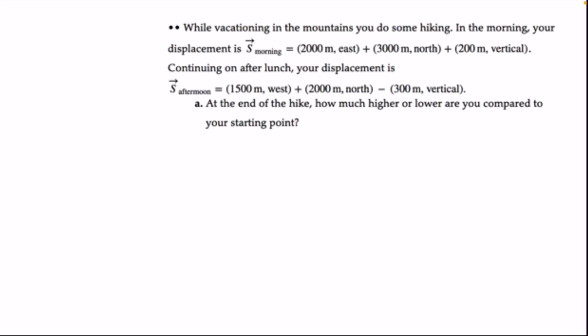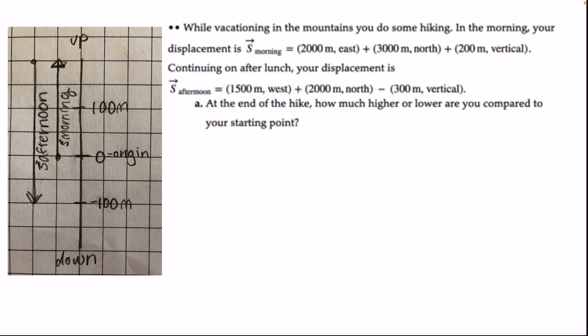So the first thing to take note of in this problem is that in order to solve it, it's going to be beneficial to define our coordinate system. Defining a coordinate system is arbitrary, but there are ways that you can do it to make it most simple for yourself, and you'll see how I do that for Part A. So Part A is just dealing with the vertical displacement, so it's just that 200 meters vertical in the morning and the 300 meters vertical in the afternoon.